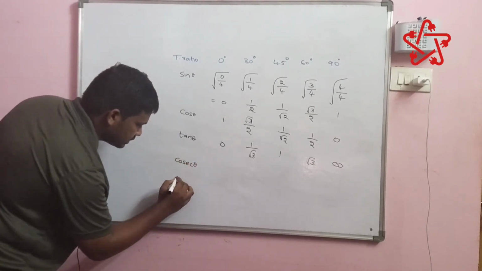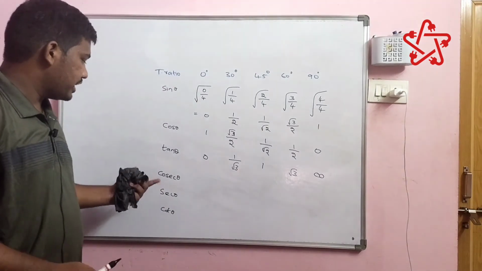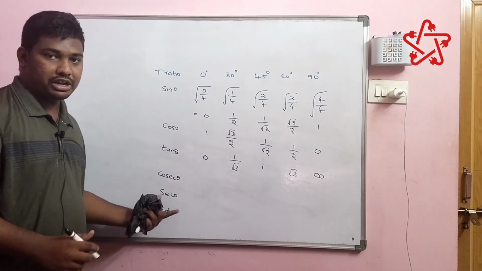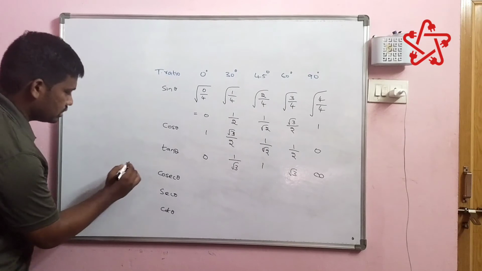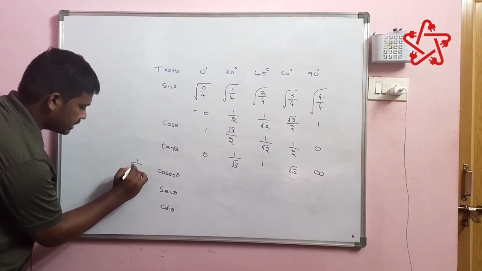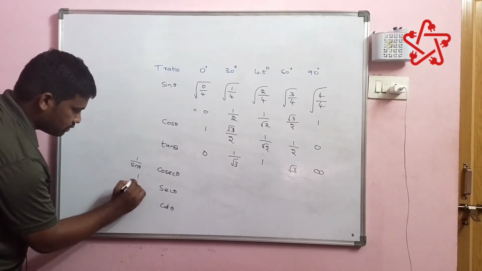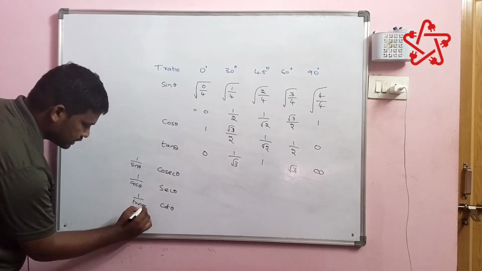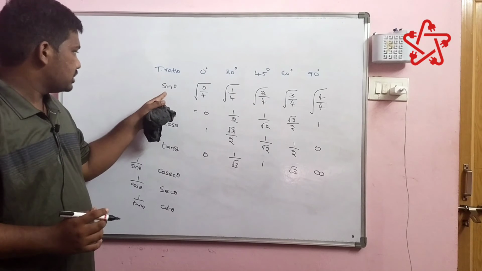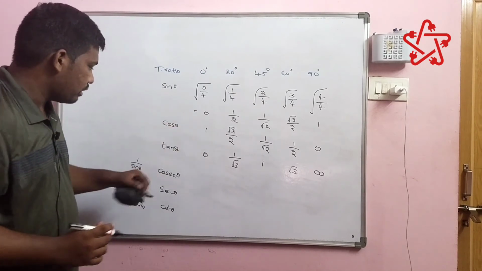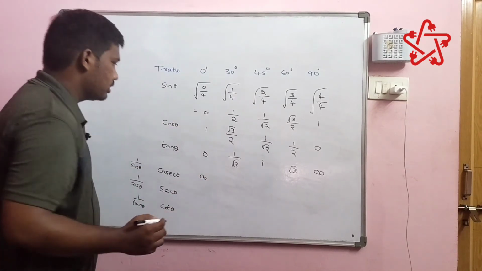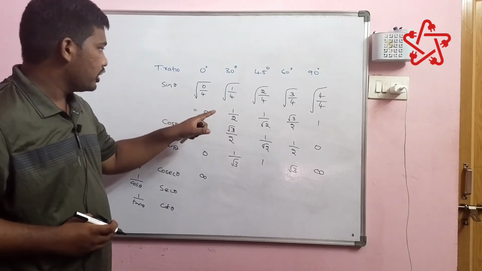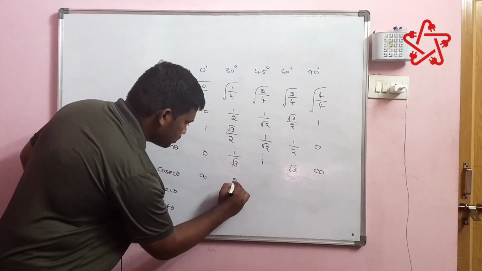For finding the remaining three trigonometric ratios, we will do cosecant is simply 1 by sin theta, secant is 1 by cos theta, and cot is 1 by tan theta. Do this simply. At 0 degrees, sin theta is 0. So 1 by 0 is infinity. Sin 30 is 1 by 2. Then cosecant 30 is 2.